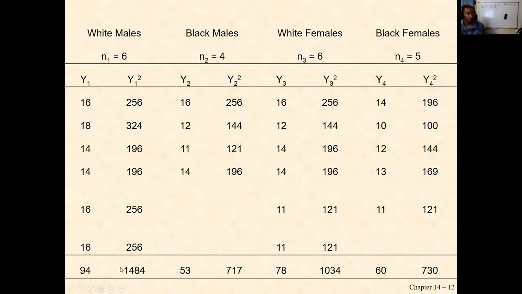Now the next sample, I do the exact same thing. 16 to 256, 12 to 144, 11 to 121, 14 to 196, add them all up, and I would get 717. The next sample, square these numbers up, add them together, and you're going to get 1,034. Then the last sample, square these numbers up, add them together, and you're going to get 730. Does that make sense to everybody?